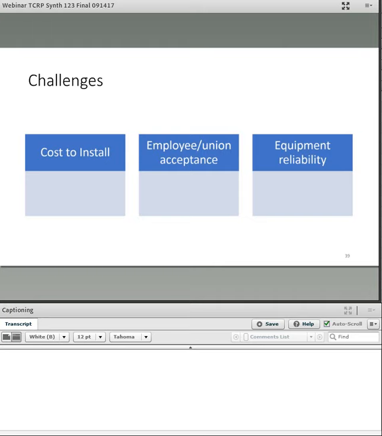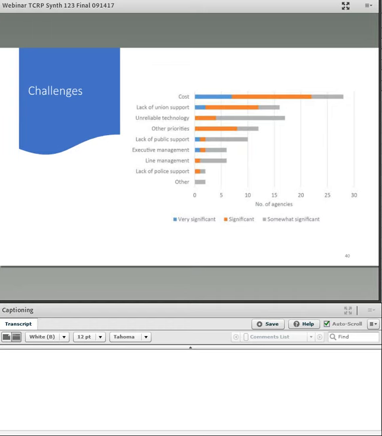One of the challenges all agencies felt out there was that there was a cost to install, employee and union acceptance, and equipment reliability. These are all challenges that go into management keeping on top of it, coming up with policies and actually working with the unions to get things done. So these are the specific challenges that they believed were very significant to somewhat significant.